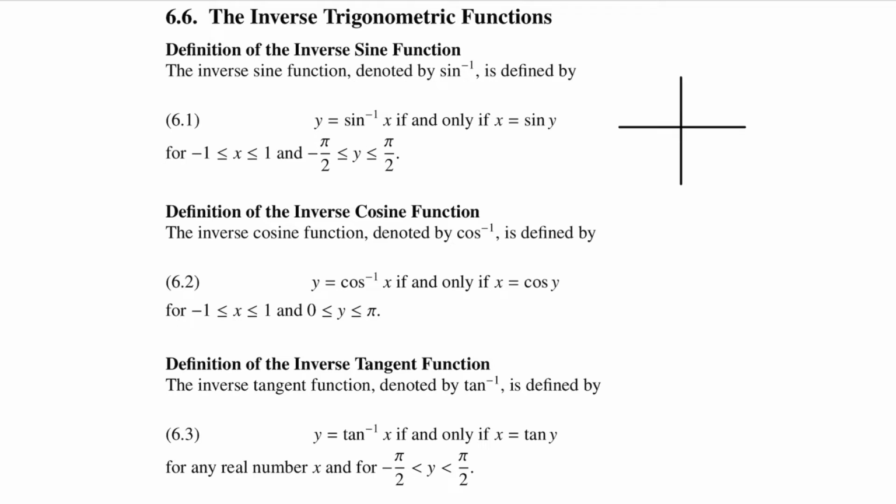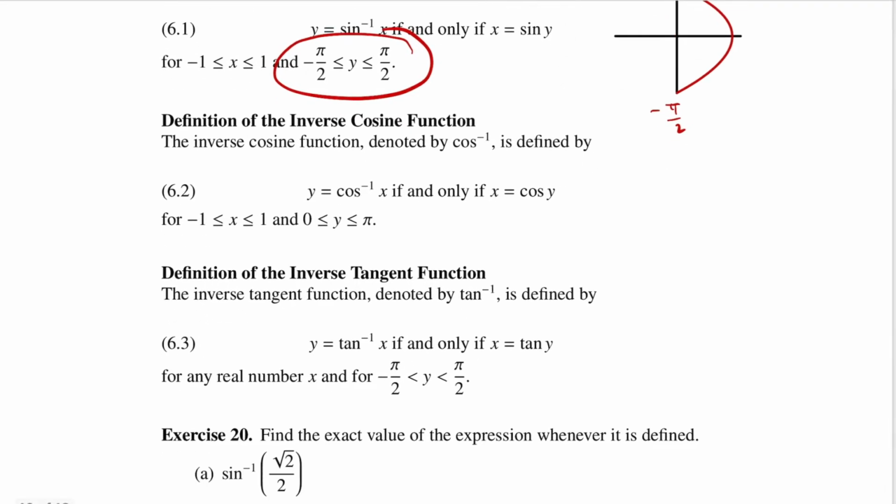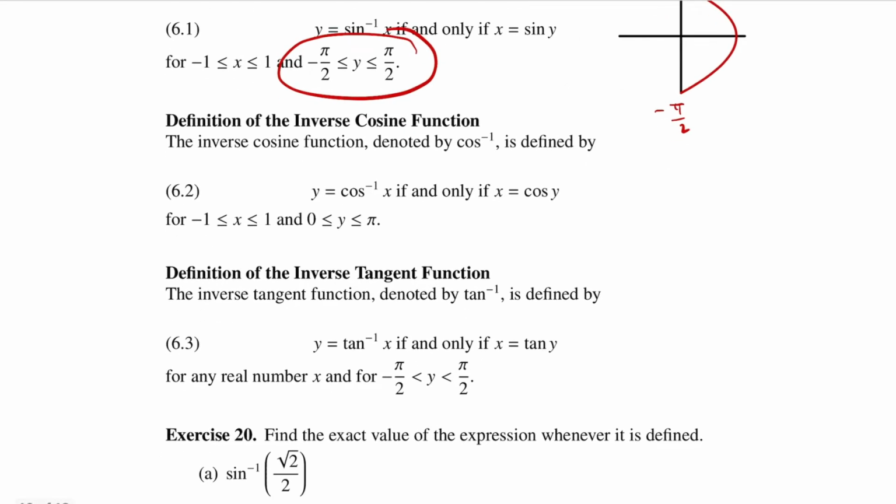So sine inverse is only going to be defined from negative pi over 2 to positive pi over 2. Right there, negative pi over 2, positive pi over 2, that's where sine inverse is defined.